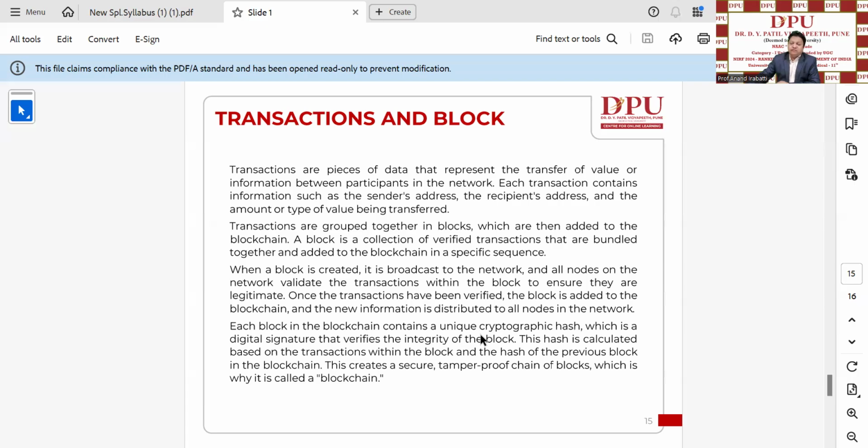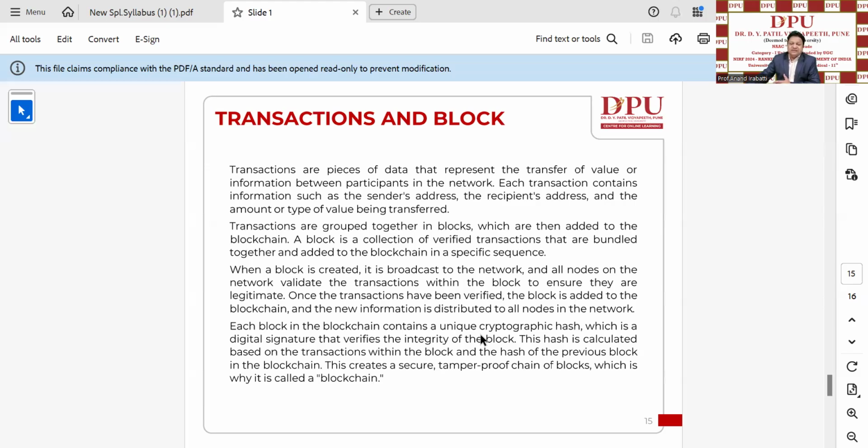The first part of a block is the block header, which includes the previous hash value, which is the hash of the previous block, the timestamp, and the nonce that comes under the block header. The second part of a block is the Merkle root.